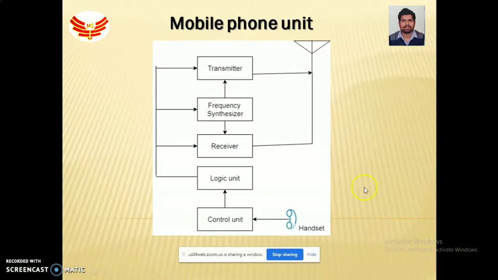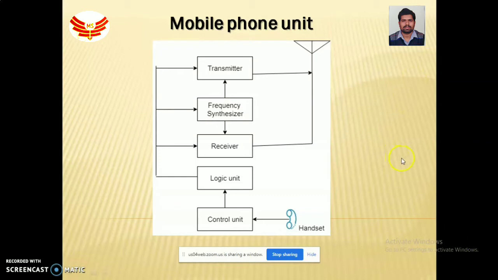Today's lecture, we see the mobile phone unit, its block diagram and the function of each block. So in this topic we see the internal details of the mobile unit. This is a general block diagram of a cellular mobile unit. In that, the mobile unit consists of 5 different blocks: control unit, logic unit, transmitter and receiver, and frequency synthesizer.